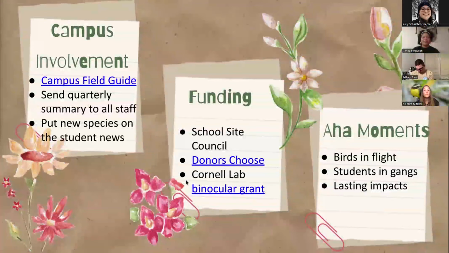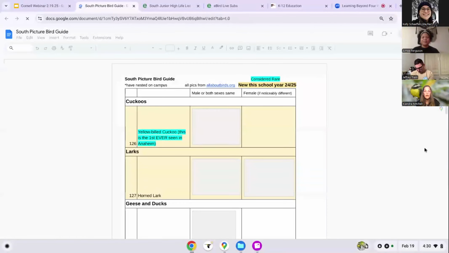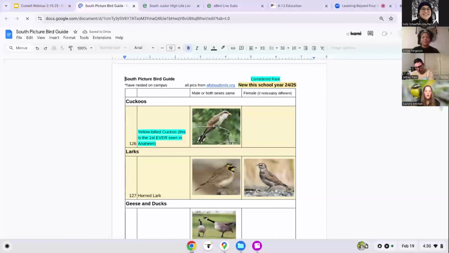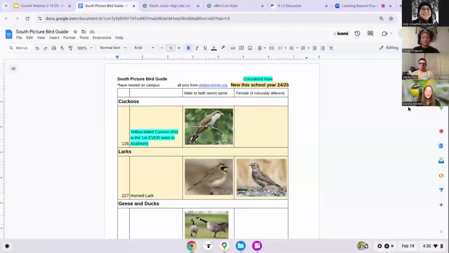I've created, and the kids can add to it, a picture bird guide for our campus. It shows all 127 species. We give credit to the photographers. We add new species. And I share this. It is 26 pages long. I share it with the entire staff at the end of every quarter. So the whole staff is involved.